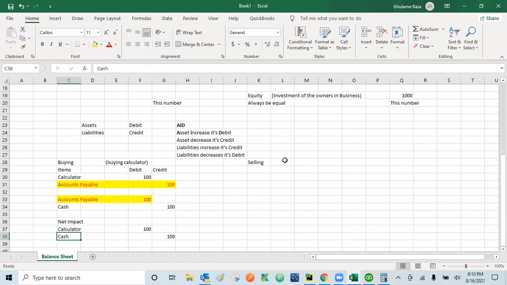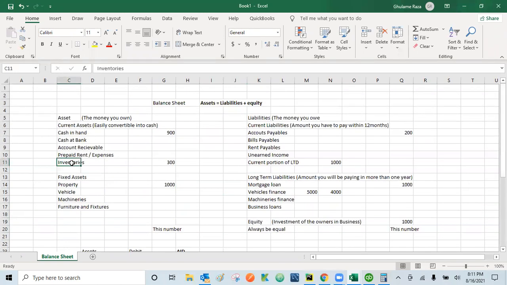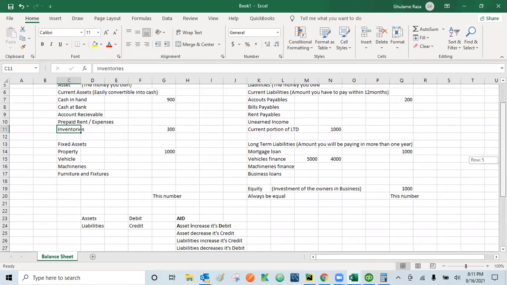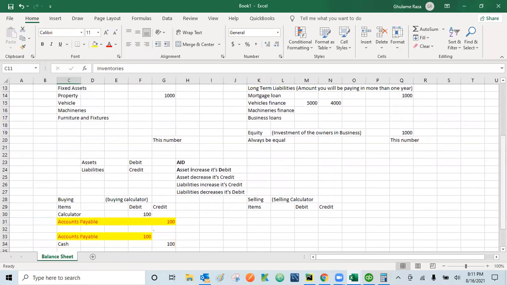Exactly the same way if you are selling the calculator. Right? So let me type here items. Debit, credit. So here comes the first thing. If you go to the market and sell your calculator, it means the calculator was your inventory. When you sell the calculator, your inventory is reduced. Previously, you have $300 worth of calculator. Now you have only $200 worth of calculator. So you sold a calculator which reduces your inventory by $100.